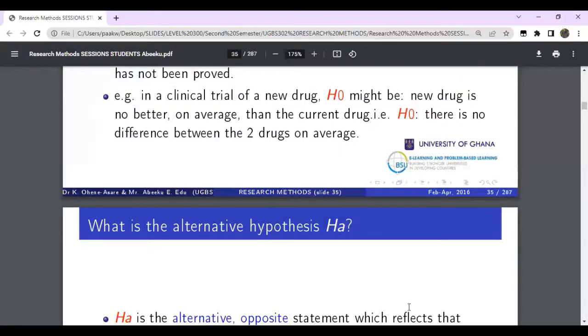So let's move on to the steps involved in solving hypothesis questions. We have 4 steps also. So let's do them one by one. The steps involved in solving hypothesis.